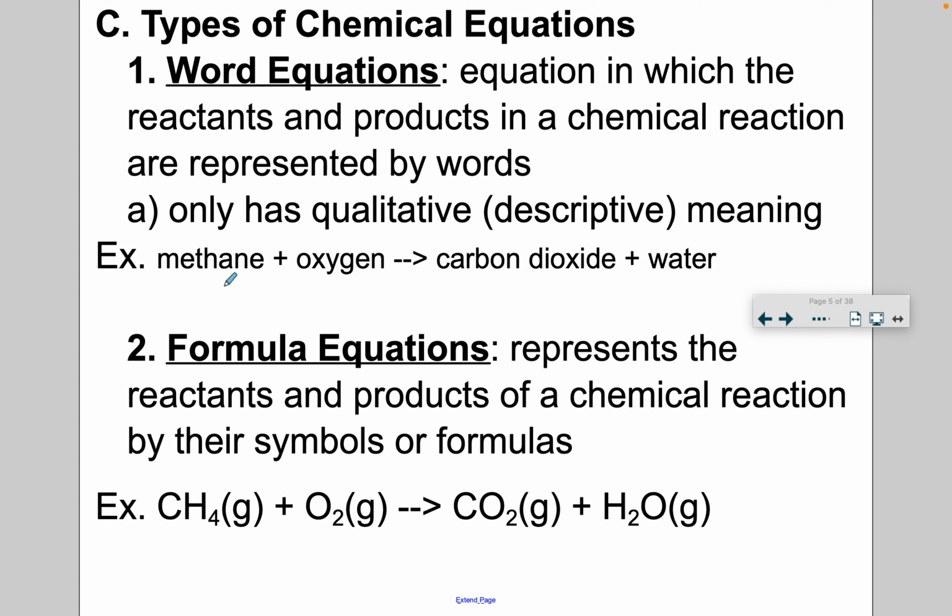That's it. Okay, so we replace the chemical symbols with words. Methane plus oxygen yields carbon dioxide and water. Formula equations represent the reactants and the products with symbols and or formulas. So this word equation up here, methane plus oxygen, produces carbon dioxide and water. This is what it looks like in formula format. Methane is CH4. I also state the state of matter it is in, gas, plus oxygen, gas, produces carbon dioxide, gas, and water vapor, gas.